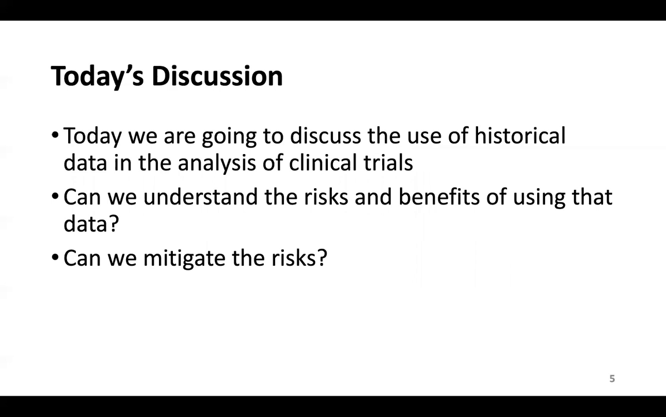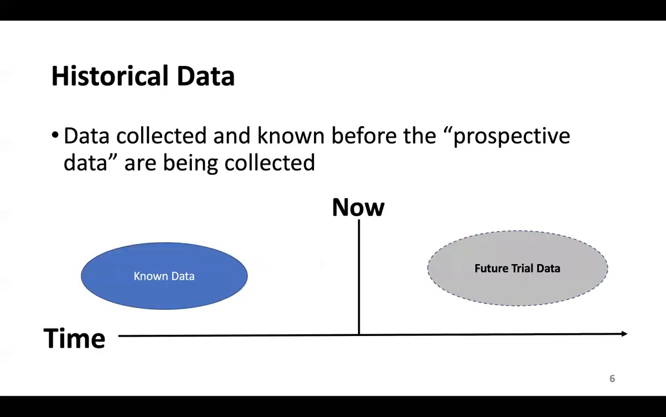So we're going to discuss the use of historical data in the analysis of clinical trials. We need to understand the risks and benefits of doing that. We talked a little bit about the potential benefits. What are some of these risks? And can we mitigate those risks so that we can use this historical data with less worry that we're drawing incorrect conclusions from these trials? So this is what we'll focus on.